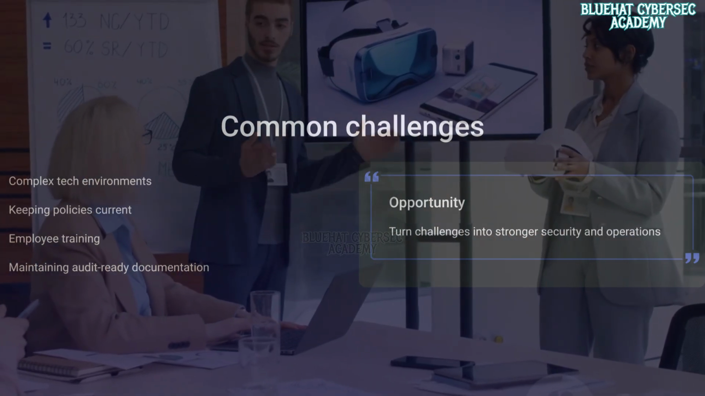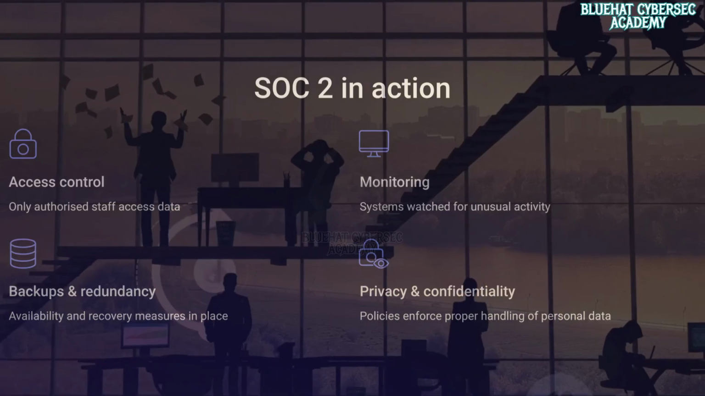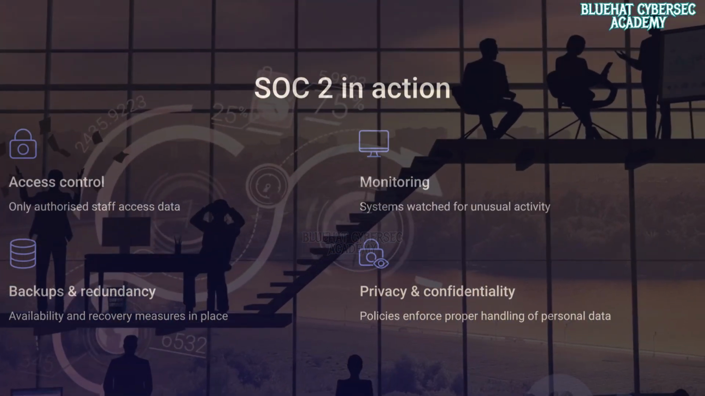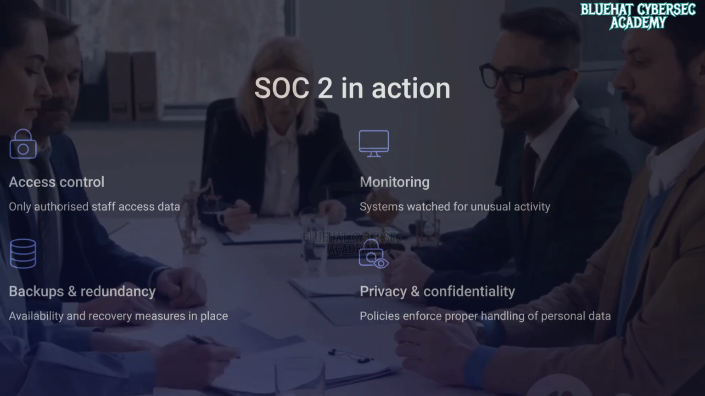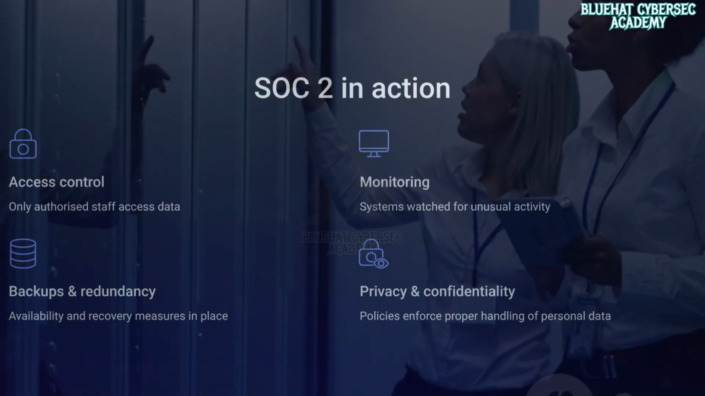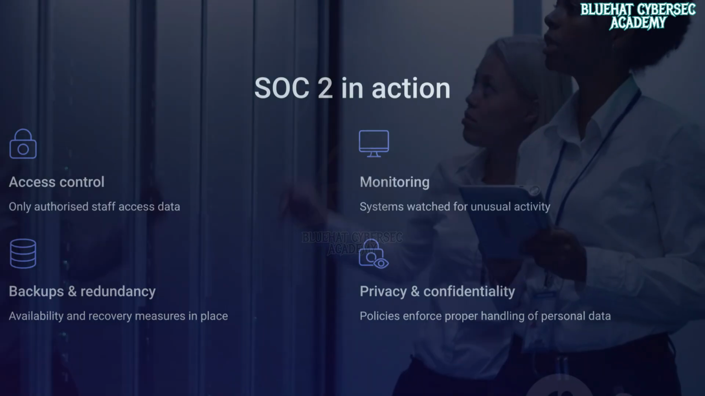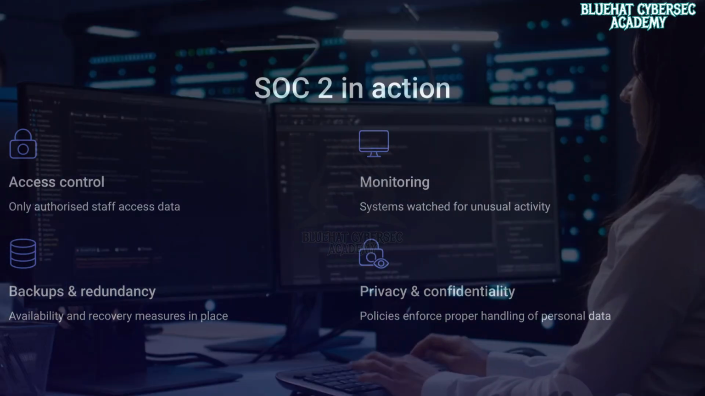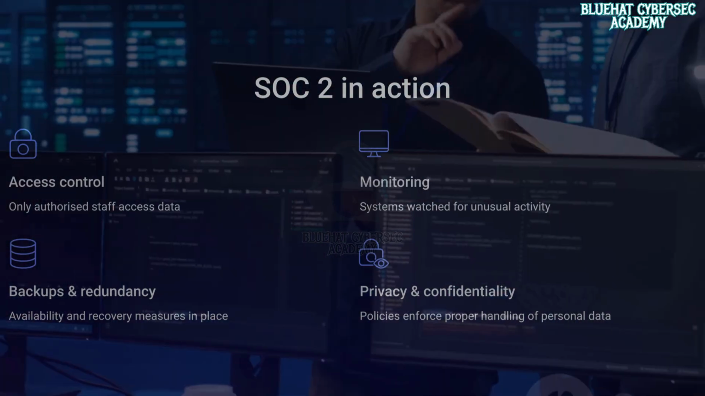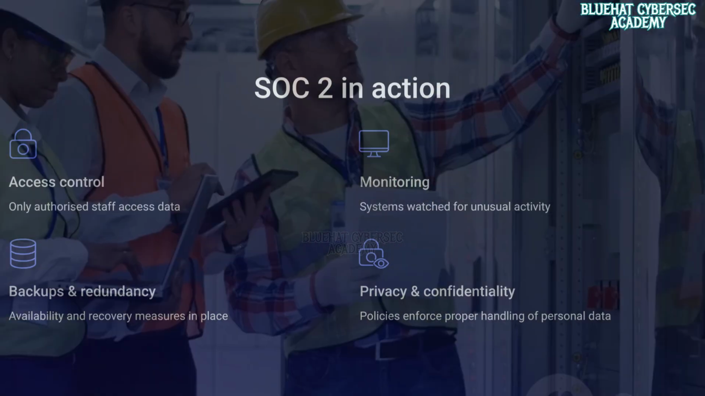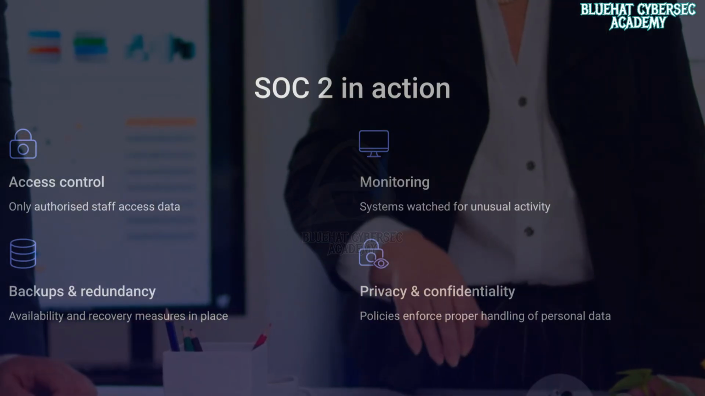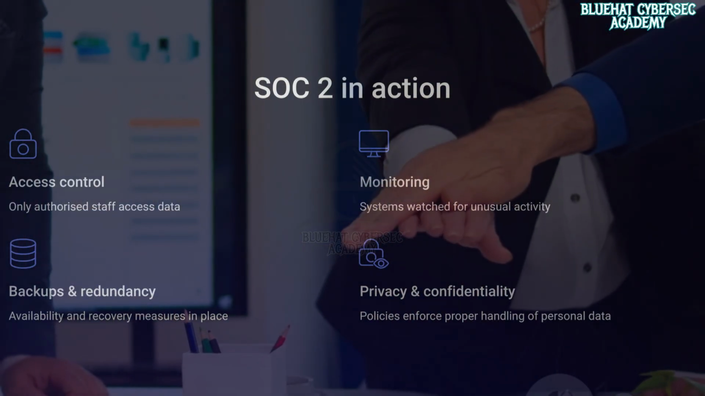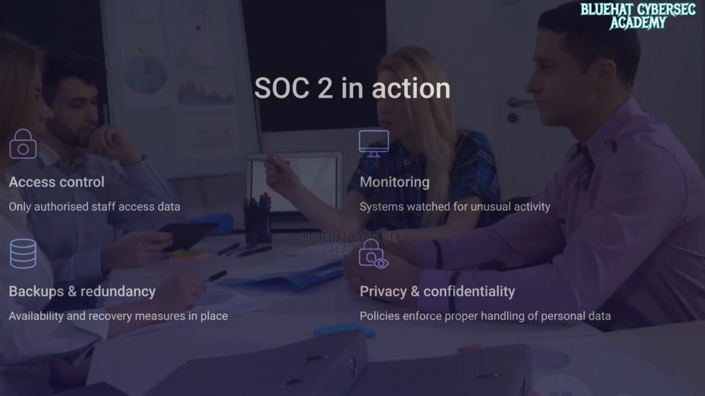Let's look at SOC 2 in action. Imagine a cloud-based SaaS company handling customer financial data. Without SOC 2, clients might hesitate to share sensitive information. By completing a SOC 2 Type 2 audit, the company can show that only authorized employees access data, systems are monitored for unusual activity, backups and redundancies are in place, and privacy and confidentiality measures are strictly enforced. This builds confidence, reduces liability, and creates a competitive edge.